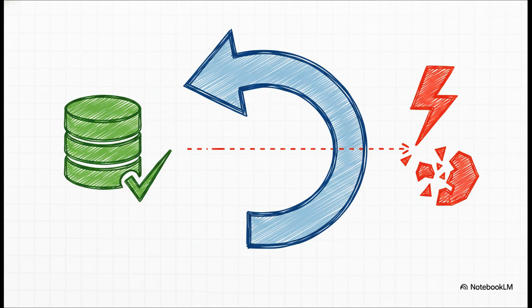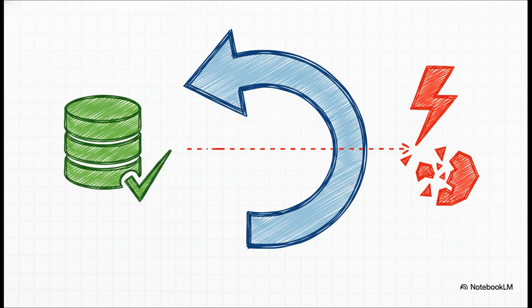Think of the @Transactional annotation as literally a giant undo button for your database operations. If your method runs perfectly, Spring automatically commits the changes to the database. Simple. But if an exception gets thrown anywhere in that process, Spring just hits that undo button and automatically rolls back the entire transaction. It keeps your data completely safe.